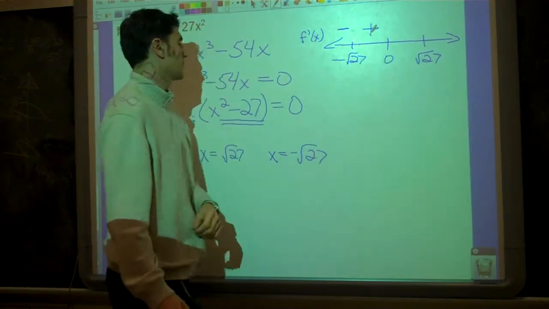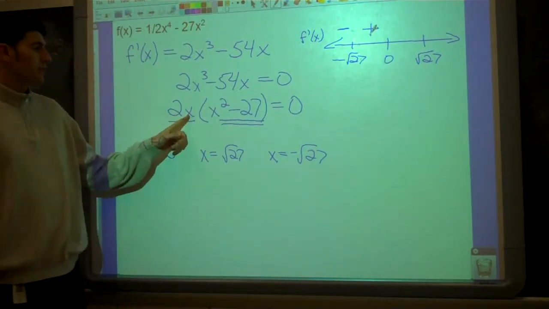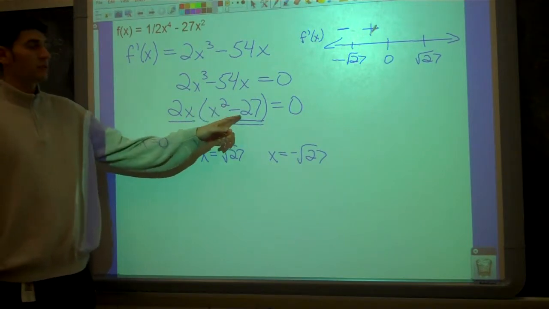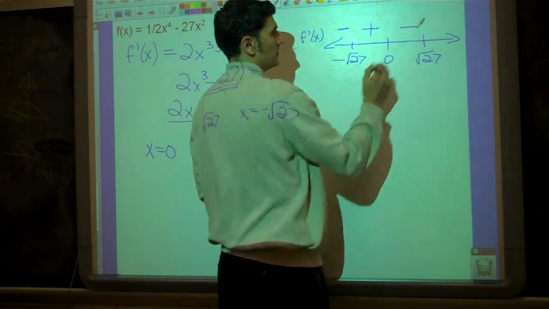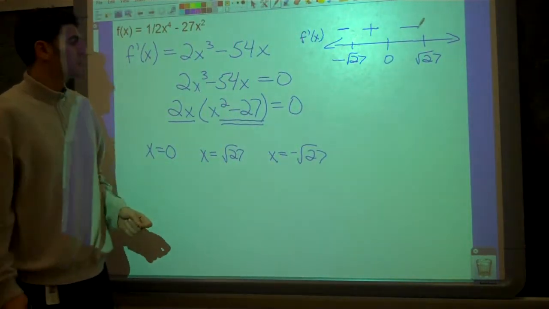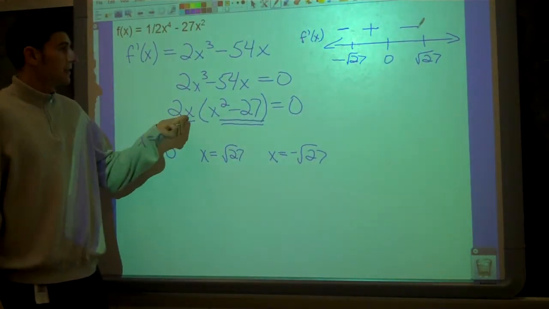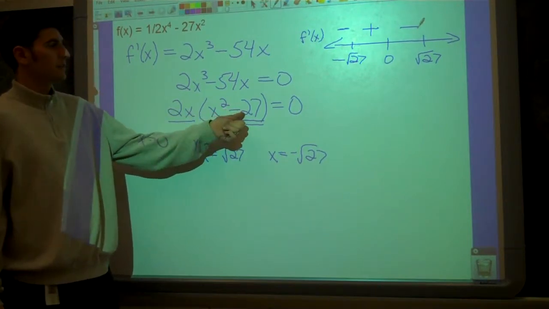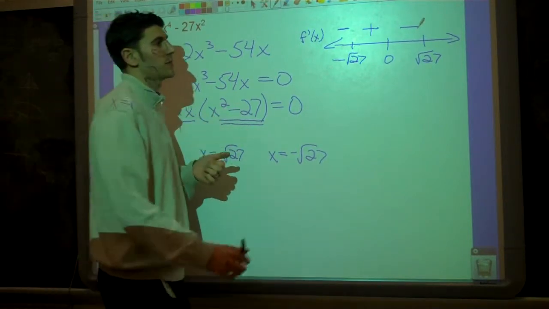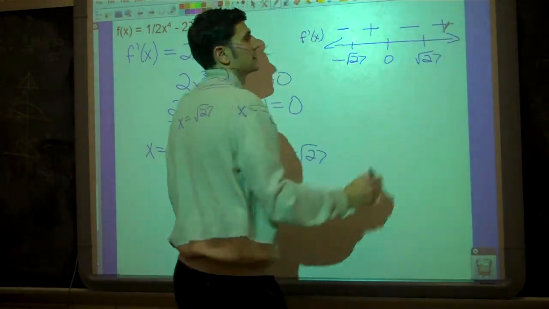Now I'll test this interval. I will use the number 1. 2 times 1 is positive. 1 squared minus 27 is a negative. I have a positive times a negative. So the derivative is negative on that interval. And then last but not least, I'll choose 10. 2 times 10, positive. 10 squared minus 27 is a positive. Positive times positive is a positive.